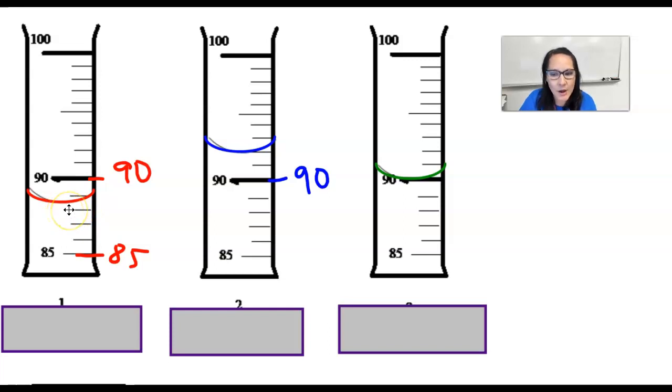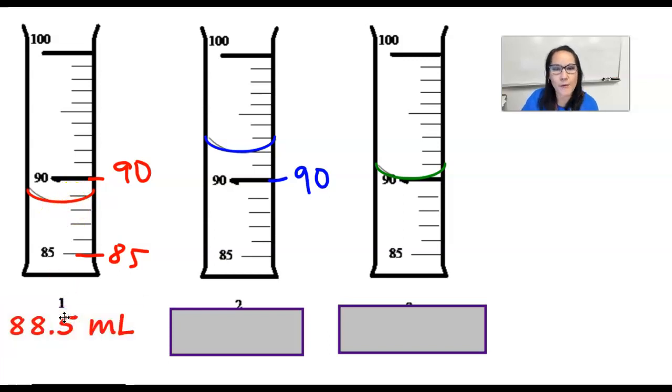And I have to guess now, what is this between 88 and 89? And maybe you guess that it's about halfway in between, so it's 88.5. 3 significant digits. Over here, notice that it lands right on the line. So we're going to end up with a 0 after we read this measurement.